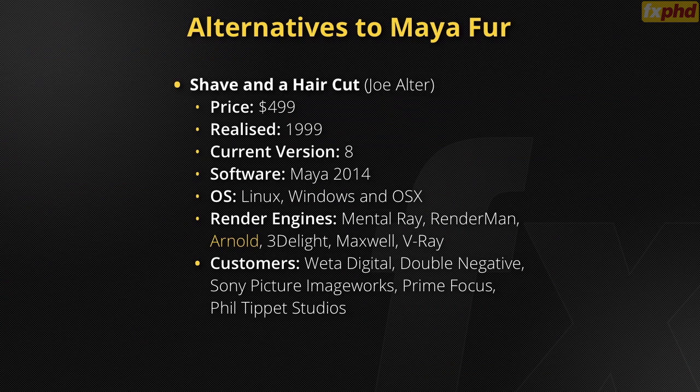Firstly, there is Shave and a Haircut, created by Joe Alter. And Joe used to be at ILM, so he's got a great pedigree in the visual effects industry. His plugin costs about $500. It's been around for quite a long time, runs on all the main OSs and runs with all the main render engines, and it's been used really quite extensively by some of the big boys out there, people like Weta, Sony, Double Neg, Phil Tippett Studios and Prime Focus have all used it for feature film production.